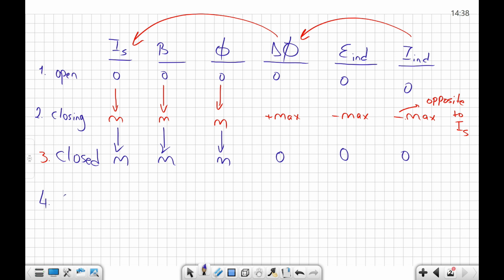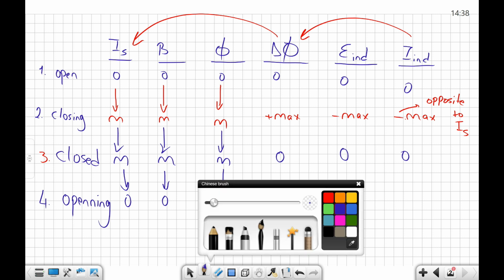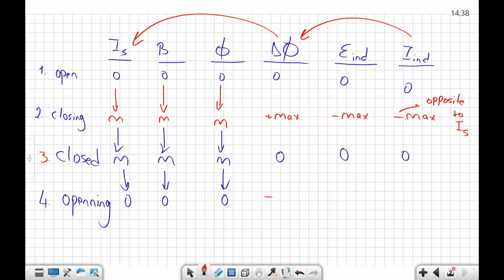In the fourth case, at the moment of opening the switch, the current goes to 0 because I will be opening it. The field also goes to 0. The flux also goes to 0. Now, do I have a change? Yes, we do have a change. The change is decreasing because it is from maximum to 0. So it is minus maximum. I will have an induced EMF which is plus maximum. So the current will also be plus maximum. This plus indicates that it is in the same direction as I of the source.